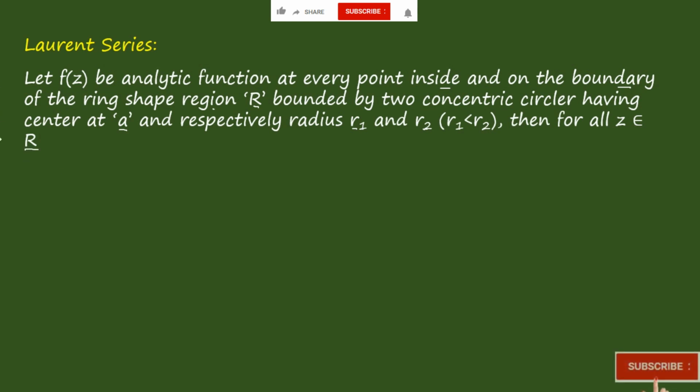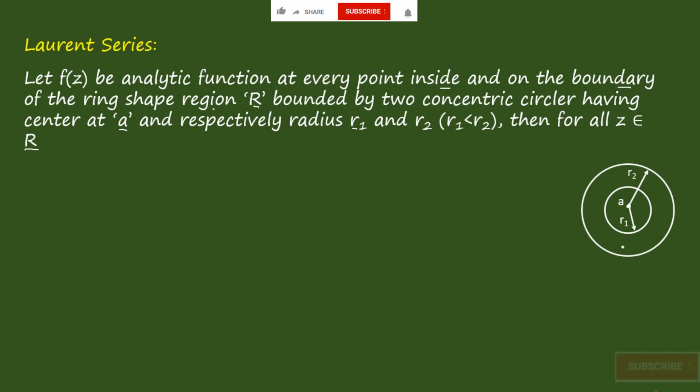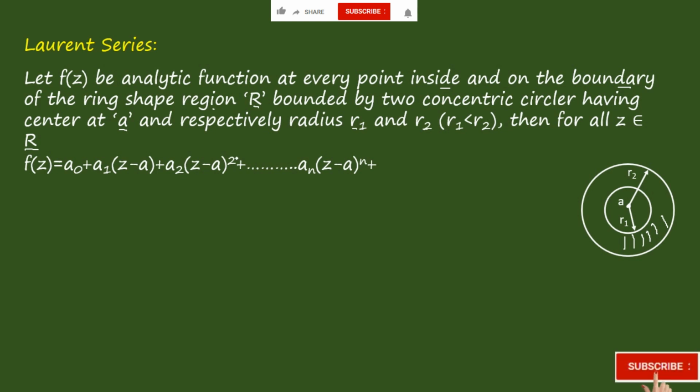Now I'll be explaining by means of a graphical method. Consider circles here. We can see that the radius R1 is less than R2. Now we have to form a series of an analytic function f of z. It is given as f of z is equal to a0 plus a1 (z minus a) plus a2 (z minus a) whole squared, and so on to an (z minus a) whole power n, plus you consider negative terms also: a minus 1 (z minus a) whole power minus 1, plus a minus 2 (z minus a) whole power minus 2, and so on to a minus n (z minus a) whole power minus n.